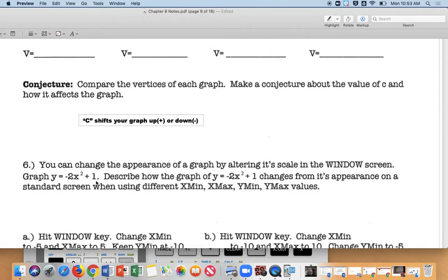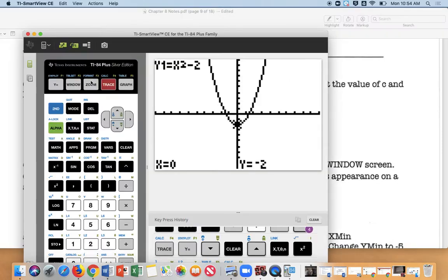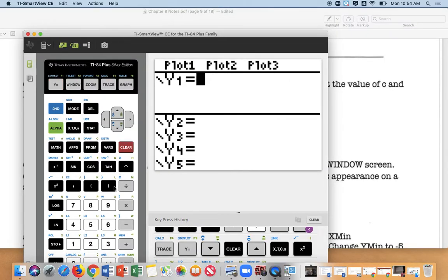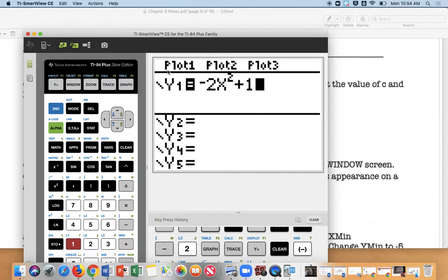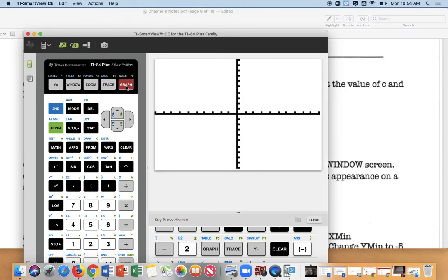So y equals negative 2x squared plus 1. So let's see what's going on with this problem. Before I even graph it, I know because this value is negative, it's opening down. It's a little narrower than an x squared. And this shifted that vertex up 1 unit. So I graph it.